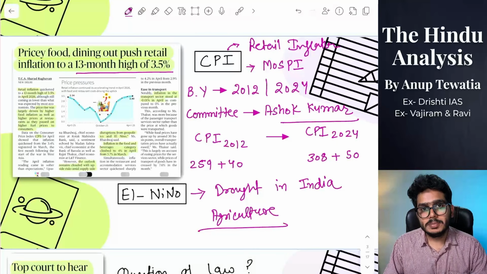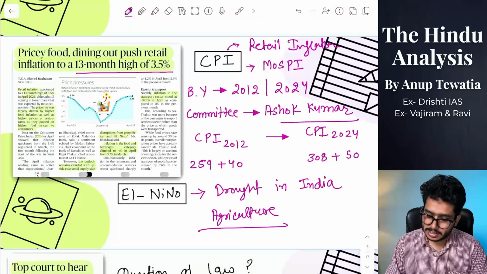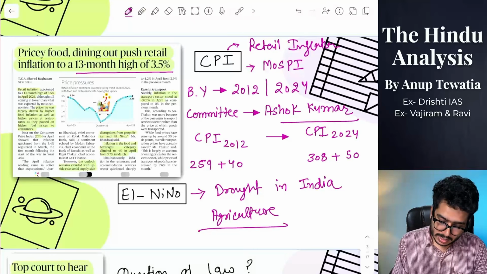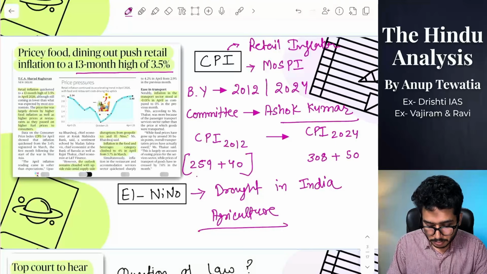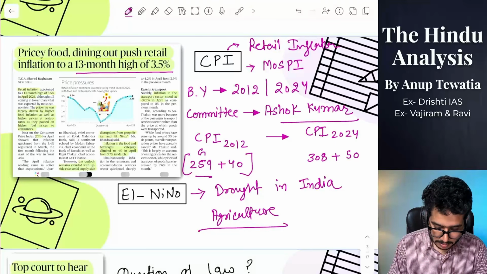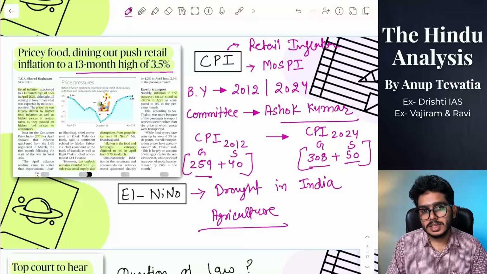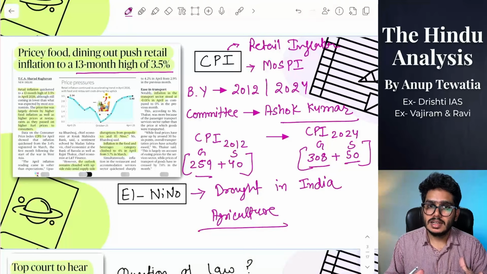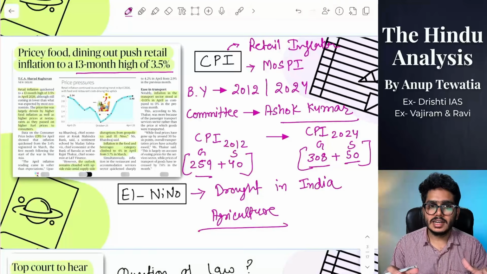The earlier CPI that had a base year of 2012 is known as CPI 2012, and the current one is known as CPI 2024. In the earlier CPI, there were 299 commodities, out of which 259 were goods and 40 were services. But in the current one, 308 are goods and 50 are services. So basically, this means that the base has been broadened. Earlier, if we were considering just two or three things, now we are considering four or five things. And when we have broad data about something, it becomes easy to formulate policy.